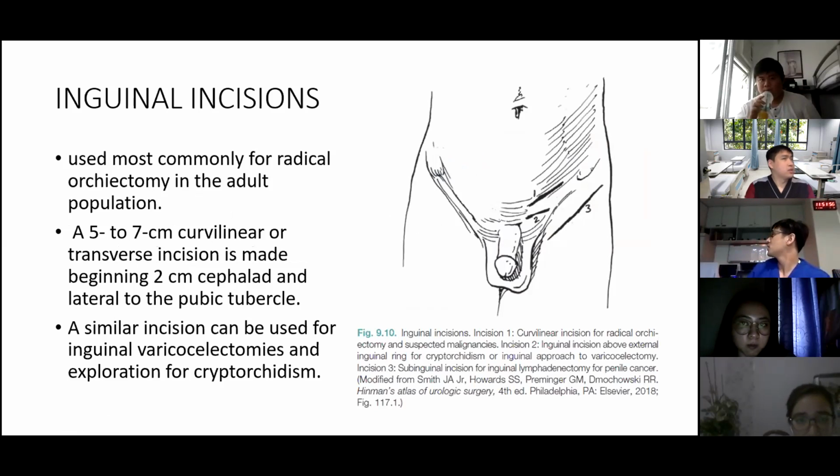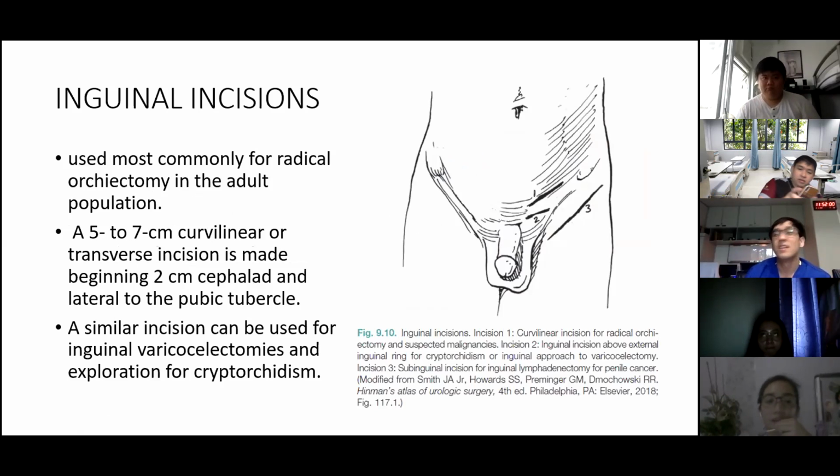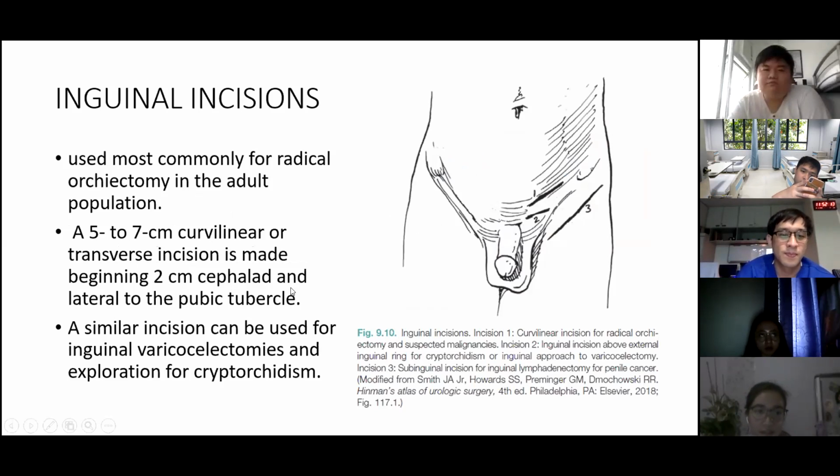Inguinal incisions are most commonly used for radical orchiectomy in the adult population. A 5 to 7 cm curvilinear or transverse incision is made beginning 2 cm cephalad and lateral to the pubic tubercle. A similar incision can be used for inguinal varicocelectomy and for exploration for cryptorchidism.